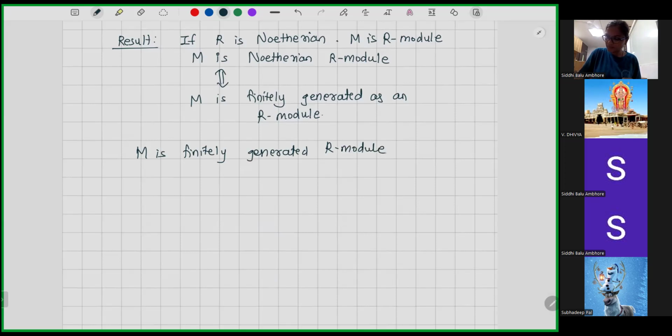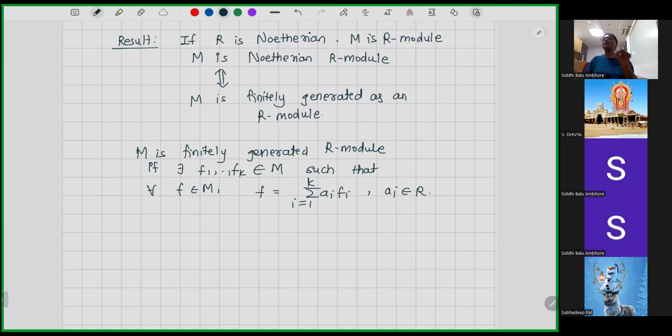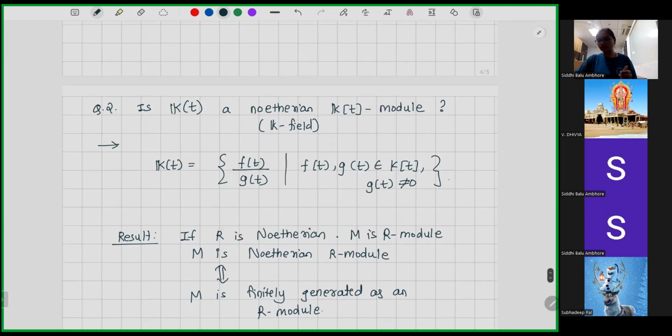If there exist f1 to fk in M such that for all f in M, f is equal to the summation of ai fi, i from 1 to k, where ai belongs to R. So every element of M, I can write as a linear combination of that generating set. So this is the definition of finite generation. That is okay. So do you feel that this is a finitely generated K[t] module?